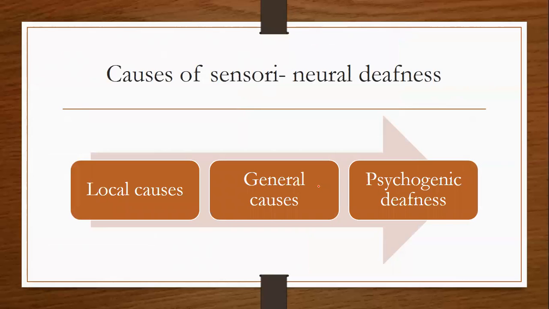Then next is the causes of sensory-neural deafness. So far we have discussed what deafness is and the classification of deafness, and we have seen the causes of conductive deafness under three headings: external ear, middle ear, and eustachian tube. Next are the causes of sensory-neural deafness. It can be seen under three headings: local causes, general causes, and psychogenic deafness.